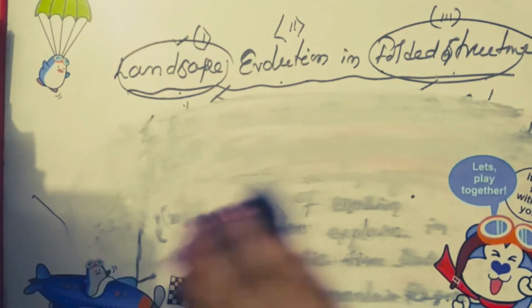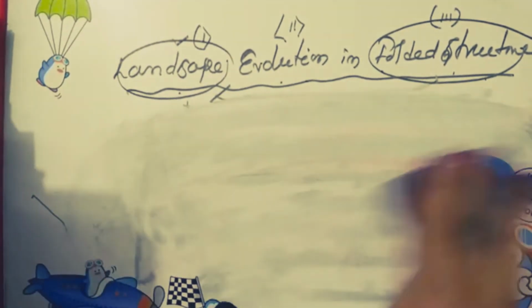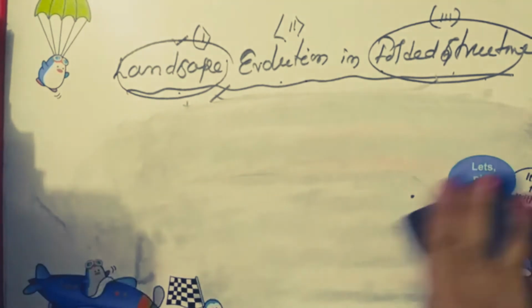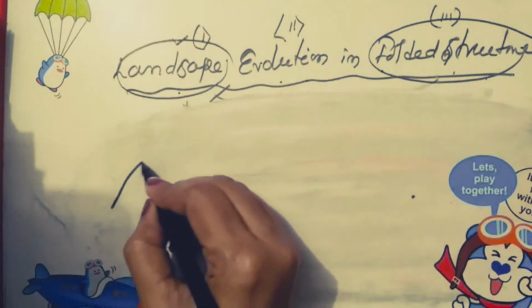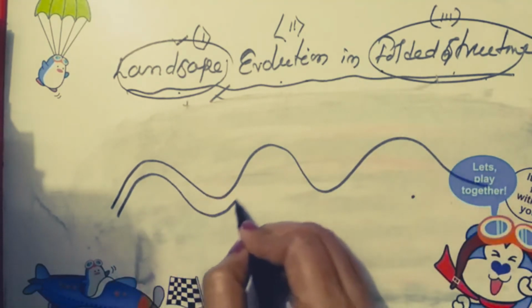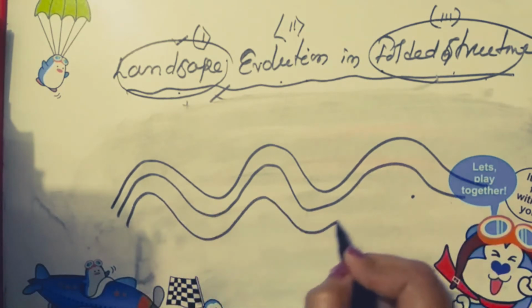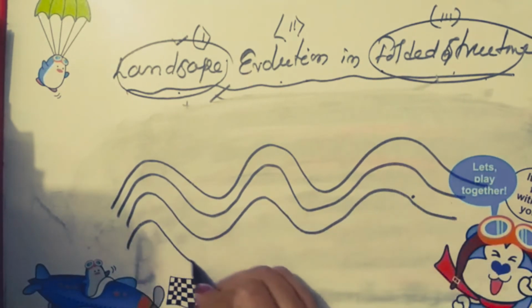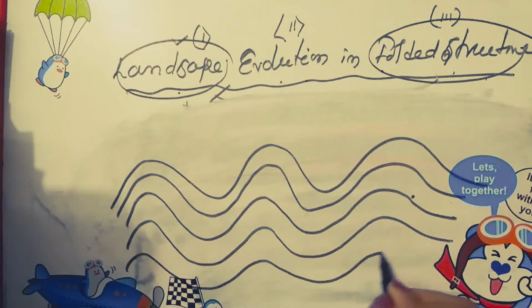Now come to the method of landscape evolution. Okay, this is the theory তে আসছি. This is the theoretical part. This is the landscape. This is the folded landscape, and this folded landscape is situated in the humid climatic condition.